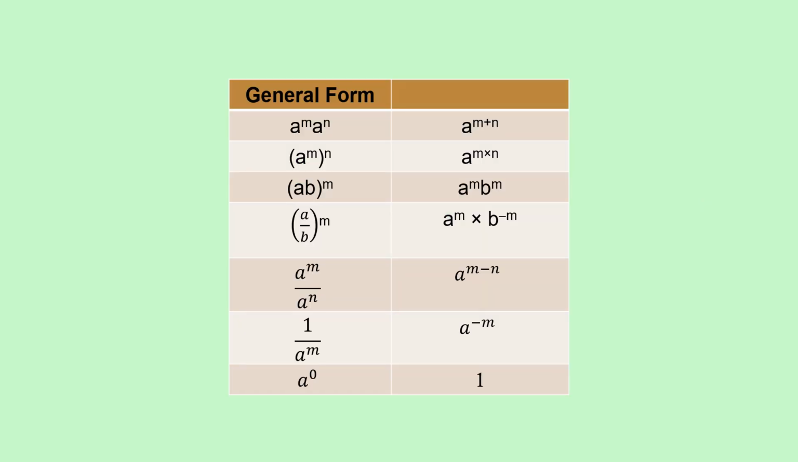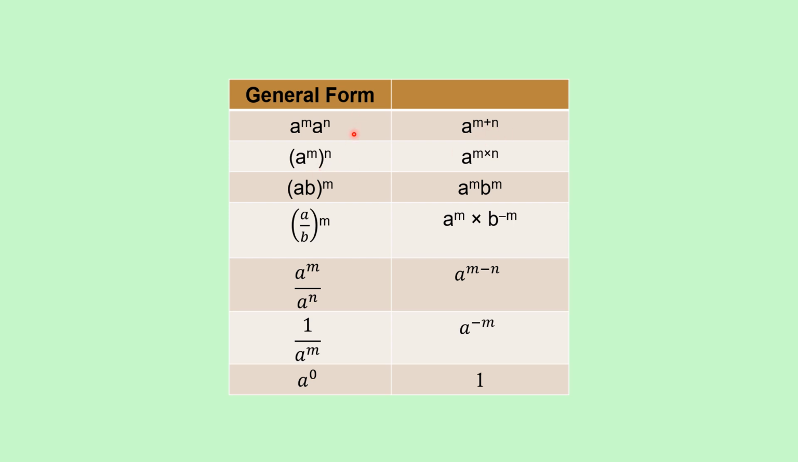Okay, you can use this general form to solve mathematical problems. For example, you have a to the power of m times a to the power of n, and you can see that both have the same base number a here. So we can solve the problem by writing it like this: a to the power of m plus n.